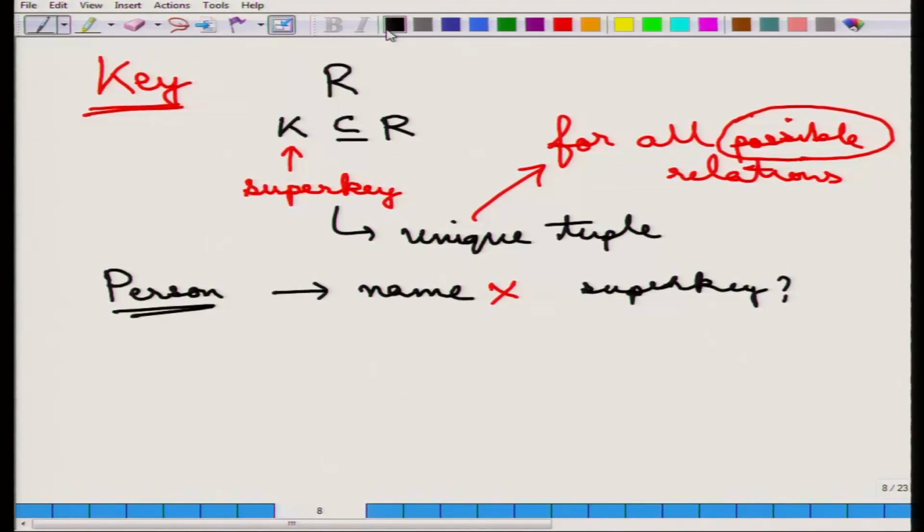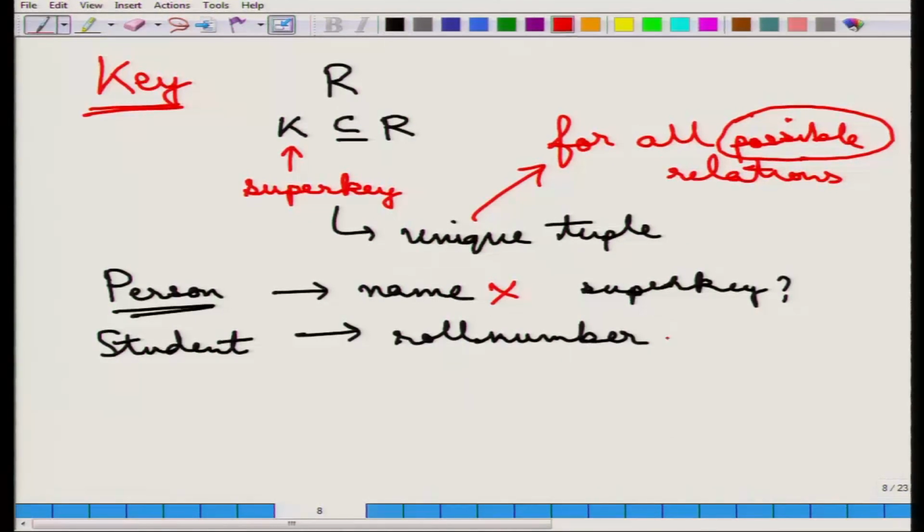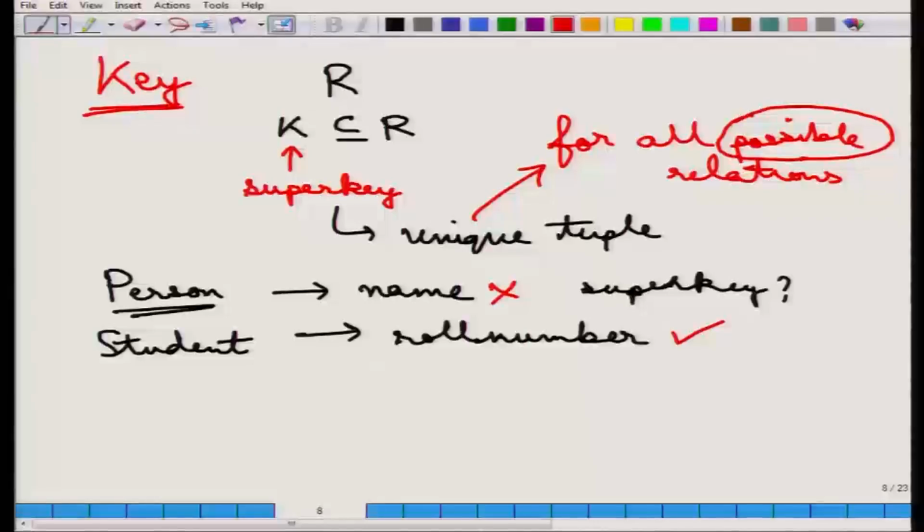On the other hand, suppose there is a student database and you take roll number. This is a super key because roll numbers are designated in such a manner that every student has a roll number. So no matter what set of students one takes, or which university or institute you go to, generally the roll number is unique. So roll number is a super key for the student.